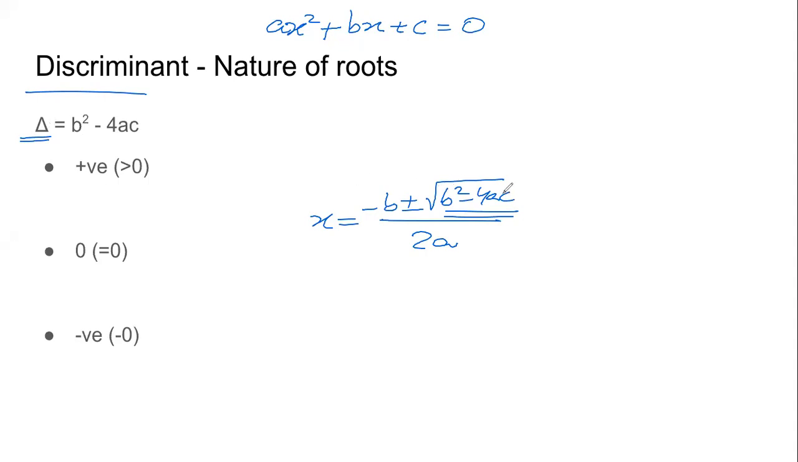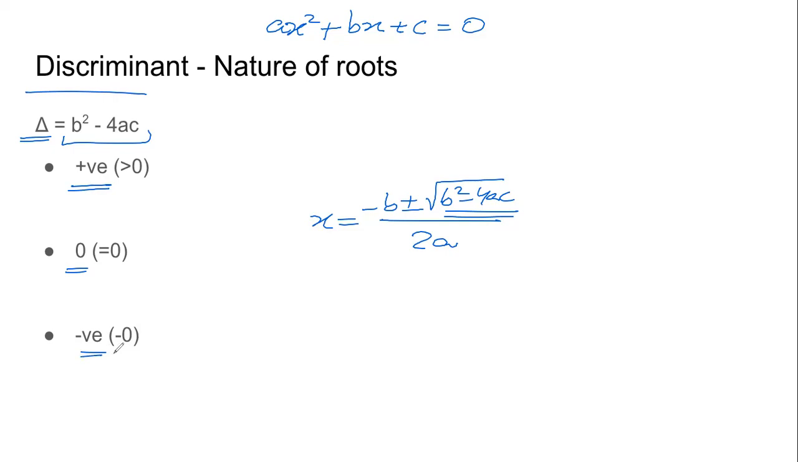Now b square minus 4ac, when we put the values of b, a and c here, there are three possibilities for the value of b square minus 4ac, any number. Either it will be positive, or it will be 0, or it will be negative. Either it will be on the point 0 on the number line, or it will be on the right hand side of the 0, or it will be on the left hand side of the 0. There is no other possibility. All numbers exist on the number line, all but the imaginary numbers. There is no other axis for numbers.